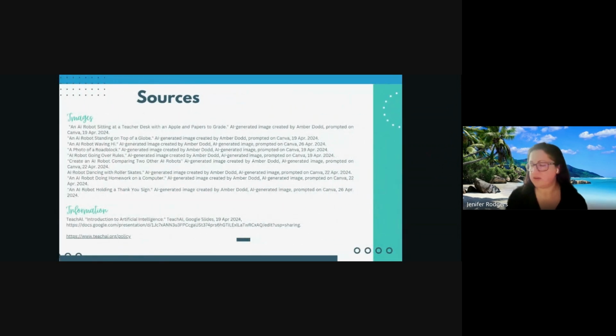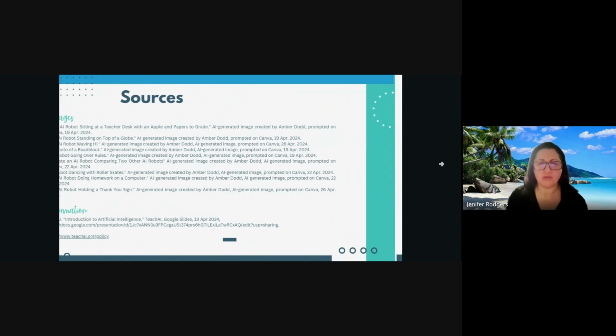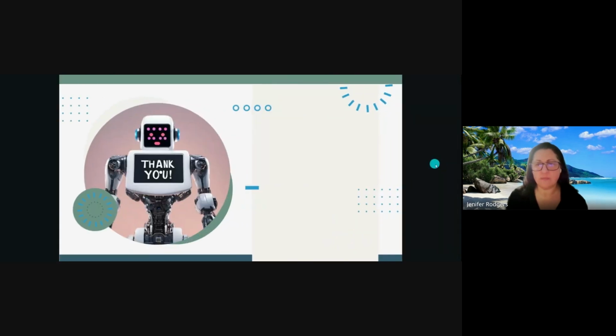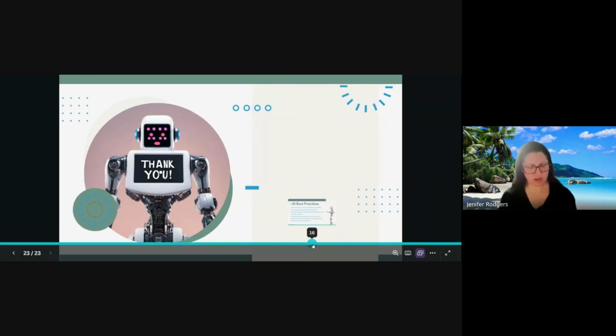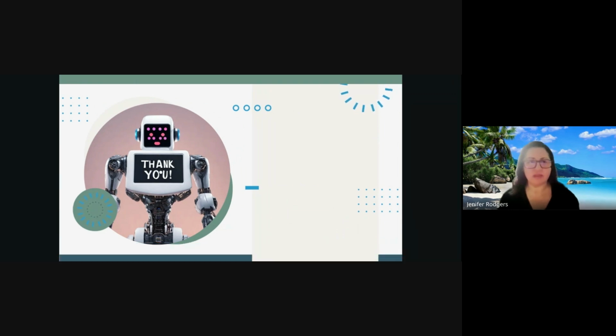Being good digital citizens means showing that we are citing our sources even when they are created by AI. We all still have to cite our sources. So all of these images were created by AI with Amber Dodd's prompts, but I do not have the feedback link in here. So real quick, before you leave me, let me get you that link right here, very quick.